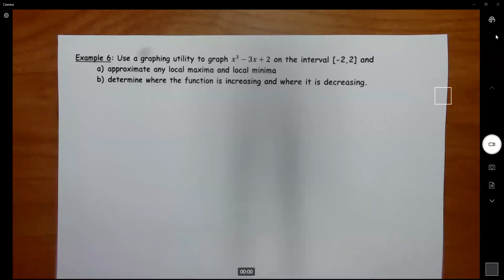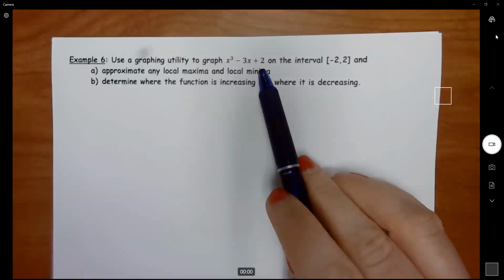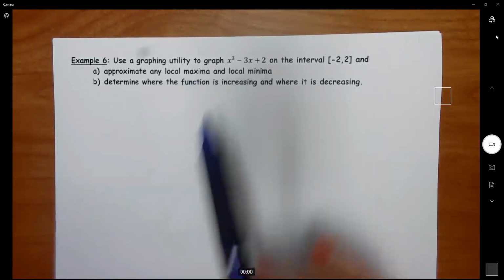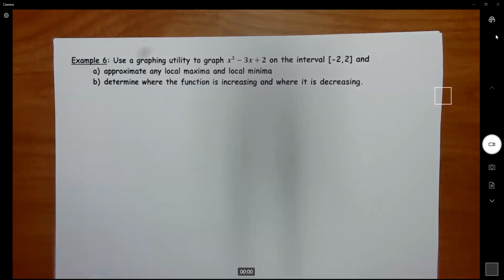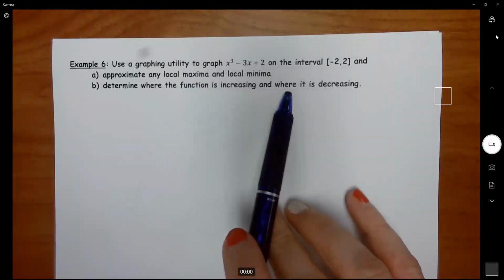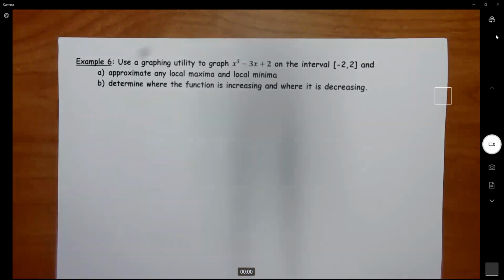In this video, we're going to learn how to use our calculator to find the local max and mins of graphs. So this says to use a graphing utility to graph this equation on this interval. We need to approximate any local max or mins, so we'll round to 2 decimal places, and then determine where the function is increasing and where it is decreasing. So let's start by graphing this.